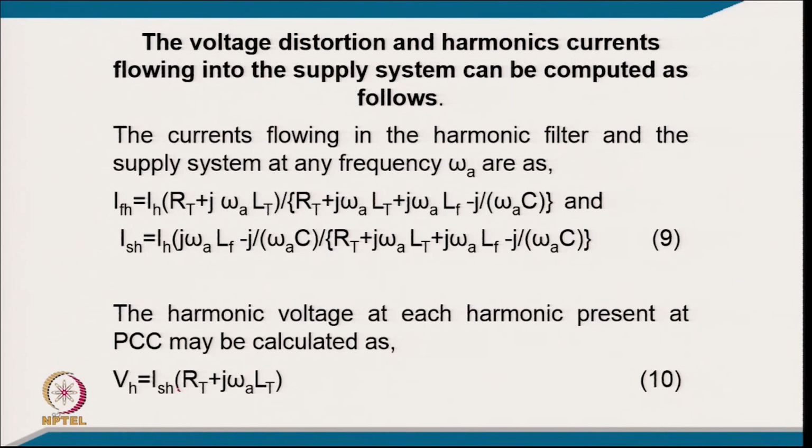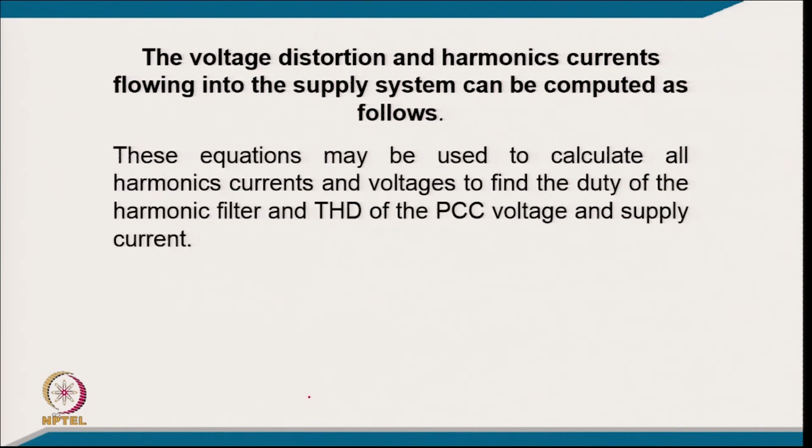So, you can find the harmonic voltage at the point of common coupling. You have ISH, the current flowing into the supply, multiplied by the total supply impedance at that particular harmonic, and that is the total harmonic voltage at the point of common coupling. If it is a resonance, this voltage will also go high. So, these equations may be used to calculate the harmonic currents and voltage to find out the duty of the harmonic filter and the THD of the PCC voltage and supply current.